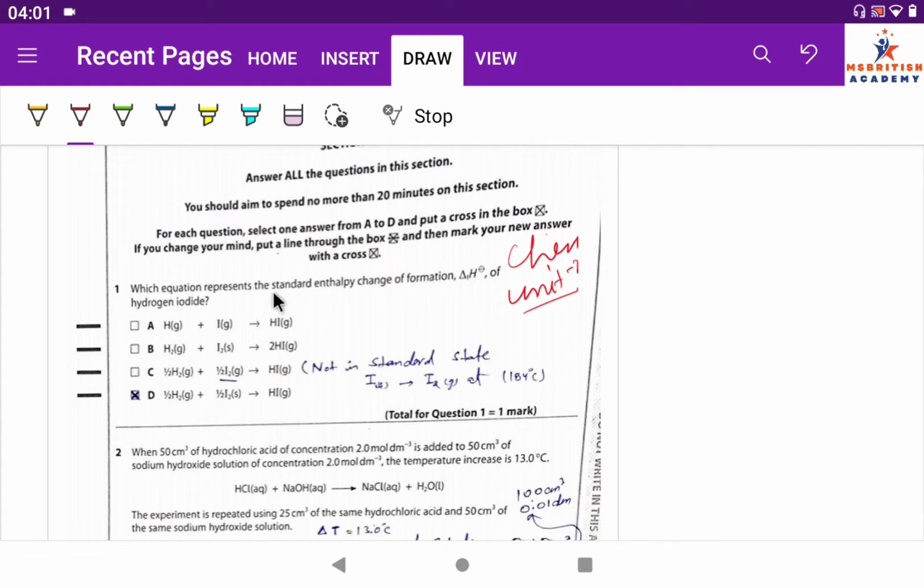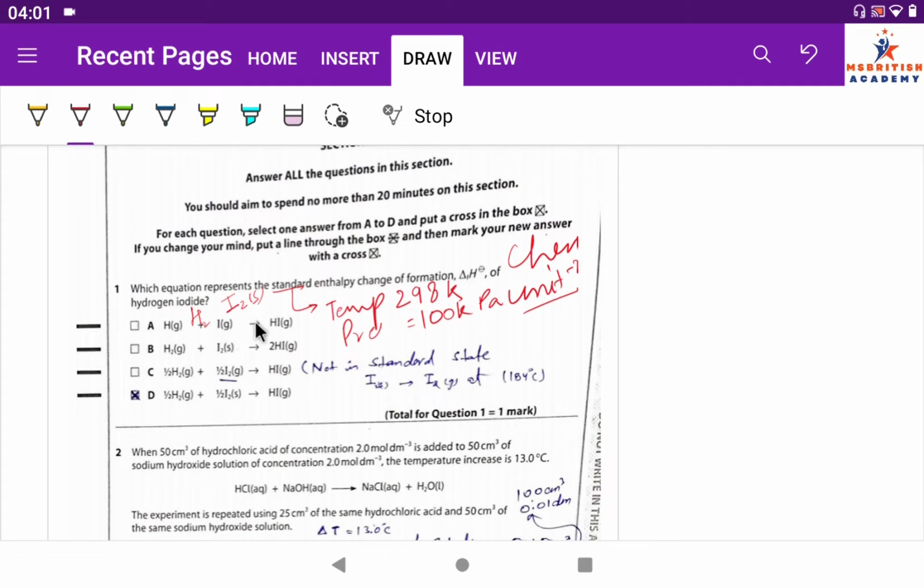Standard enthalpy change means when the temperature is room temperature, about 298 Kelvin, and the pressure is almost equal to 100 kilopascal. Okay, so hydrogen exists in H2 form at standard temperature, and iodine exists as a solid at room temperature.